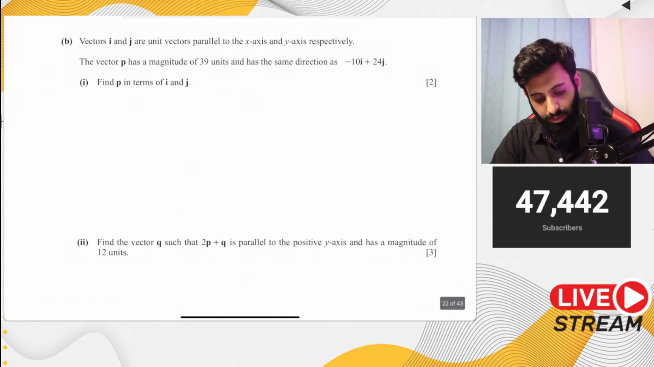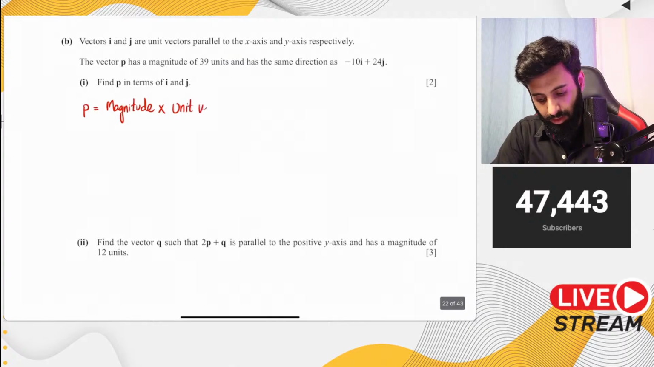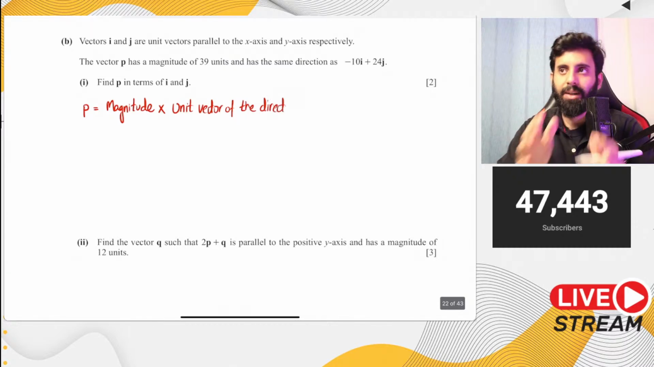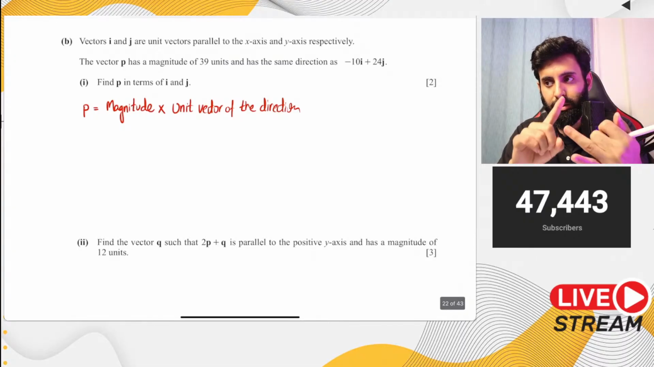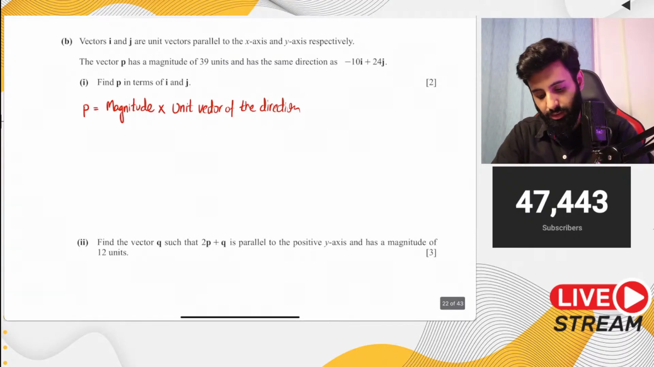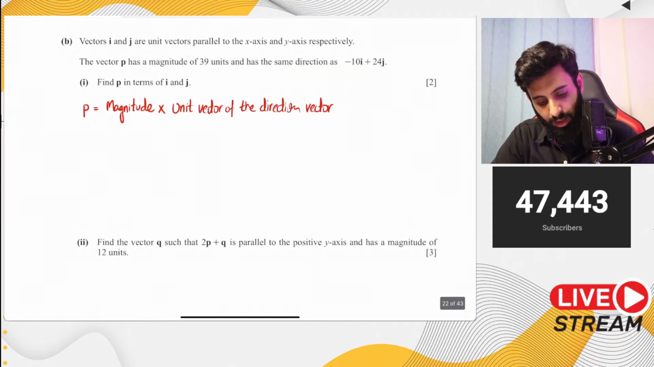The way to solve a question like this is that you take the magnitude and multiply it by the unit vector of the direction vector. Whenever the question gives you the magnitude and tells you in what direction you have to find a certain vector, you multiply the magnitude by the unit vector of the direction vector. Okay, this is the standard way of solving this. So what's the magnitude? The magnitude is 39.